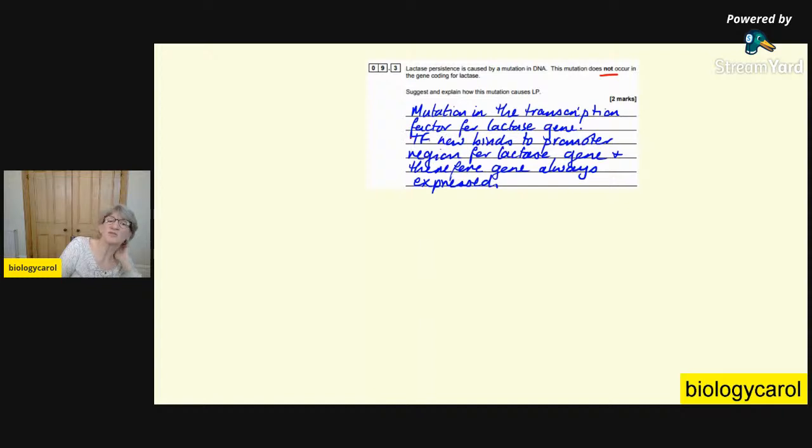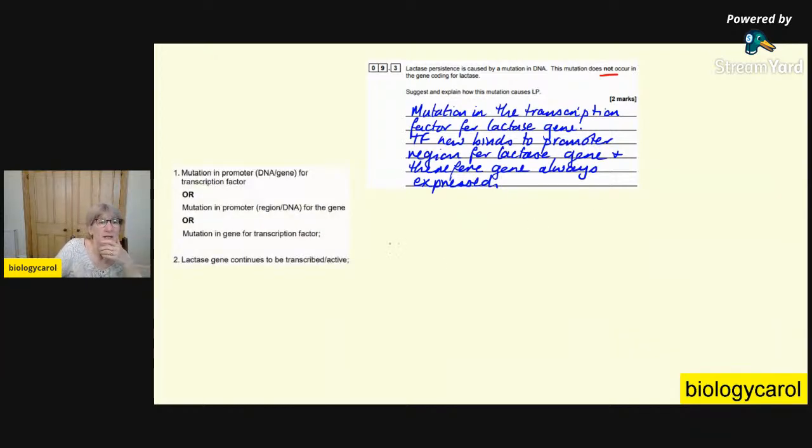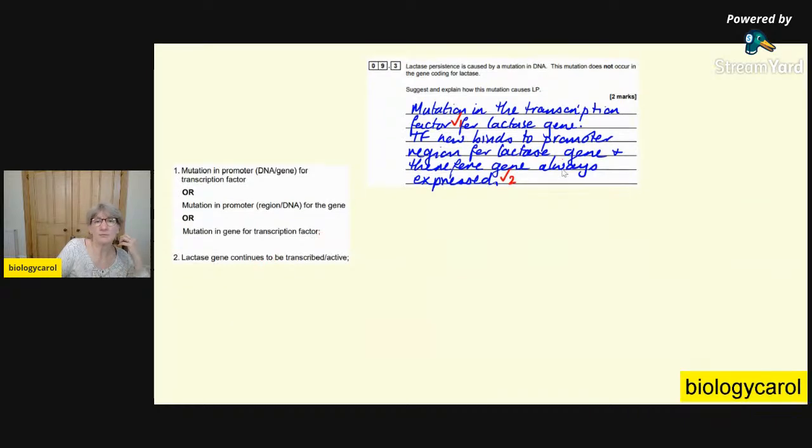The transcription factor now binds to the promoter site. So the mutated transcription factor now binds to the promoter site of the lactase, causing the lactase gene to be expressed. Here's the mark scheme, and I got mark point 1 here, that one, and causing it to be transcribed too. Right.